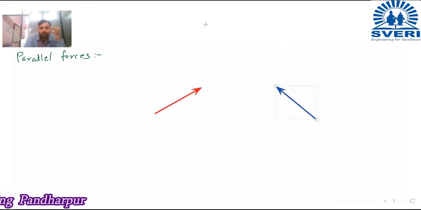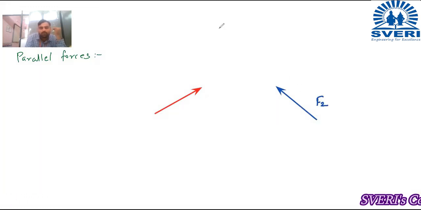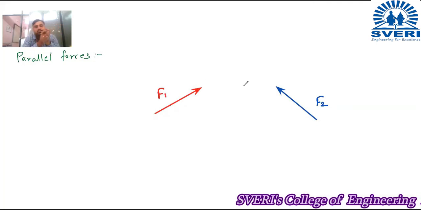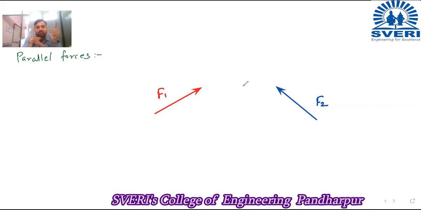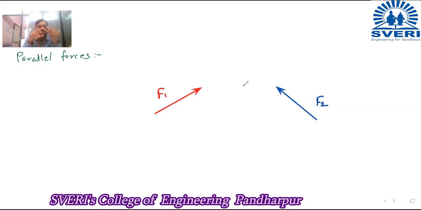This is F2 force. Now I will give the name. This is F2 and this force is F1. Now here, if you see, these two forces are not parallel forces. How can you say that?